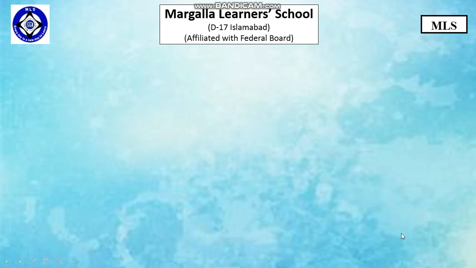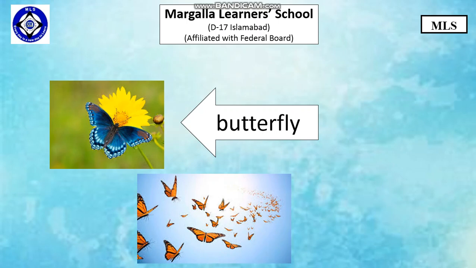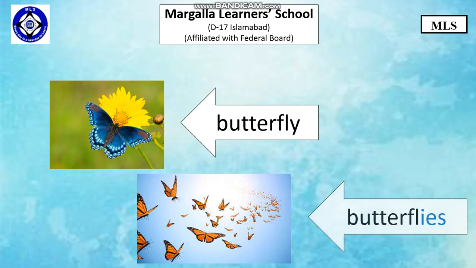Now let's see the next thing, which is a butterfly. When there is only one, it is a butterfly. But when there is more than one butterfly, it means that there are butterflies. Now say it with me. When there is only one, it means that it is a butterfly. And the plural of butterfly is butterflies.